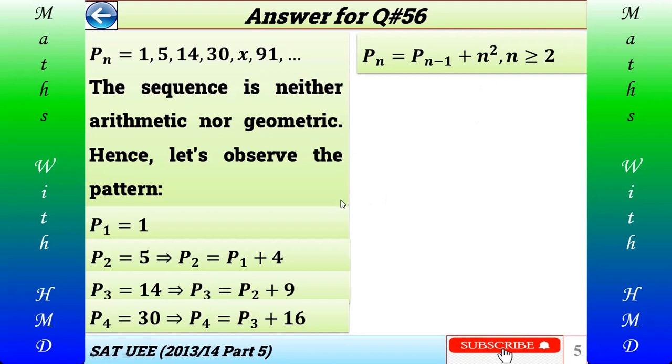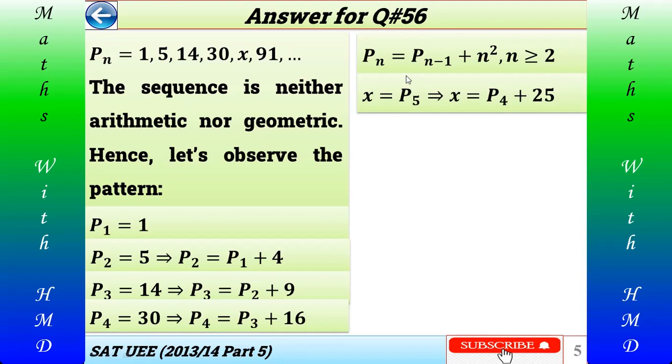So generally, the general term of this case is going to be written P of n is equal to P of n minus 1 plus n square for n is greater than or equal to 2, where P1 is 1. Right, let's continue. So here, the value of x is going to be P of 5, or the fifth term of the given sequence or the given pattern, right? So the first term is 1, the second term is 5, the third term is 14, the fourth term is 30, and the fifth term is going to be x.